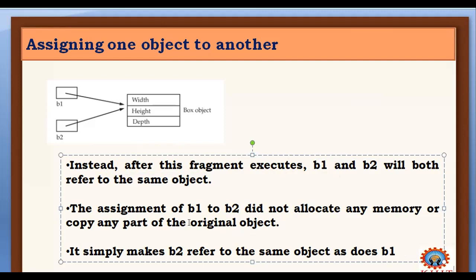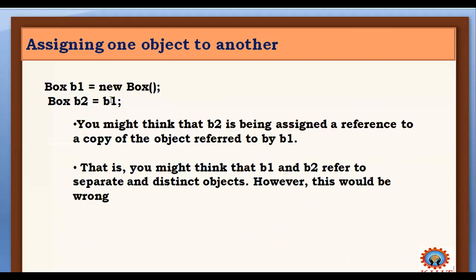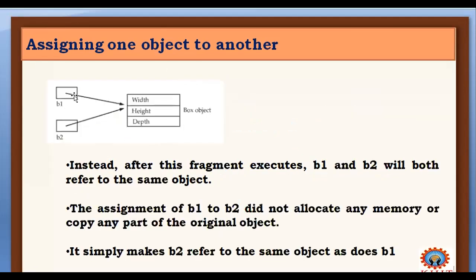Why did this happen? Why, when assigning, do both refer to the same thing? Because there is no new operator. Memory is allocated newly only when you use the new operator. So you are not writing any new operator here. That's why you are simply assigning B1 to the variable B2, both of which are object type. So that's why this happened. B1 and B2 both refer to the same class here.